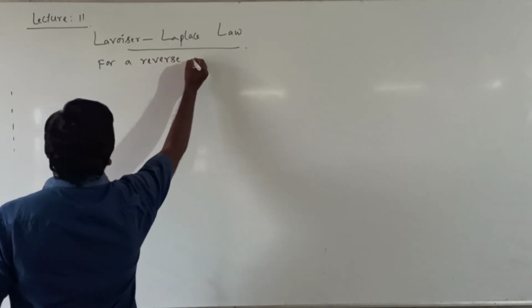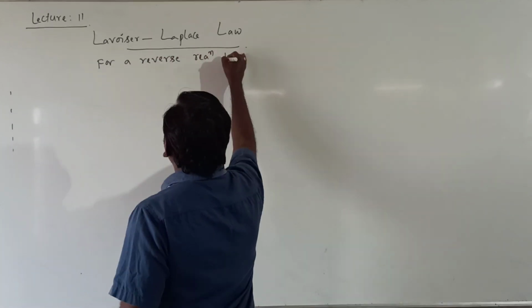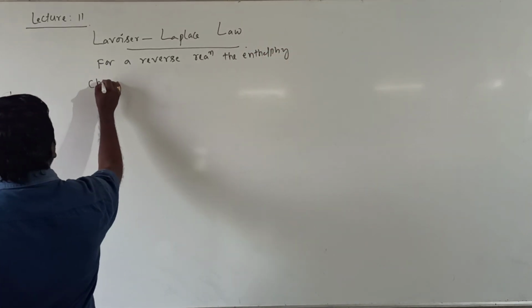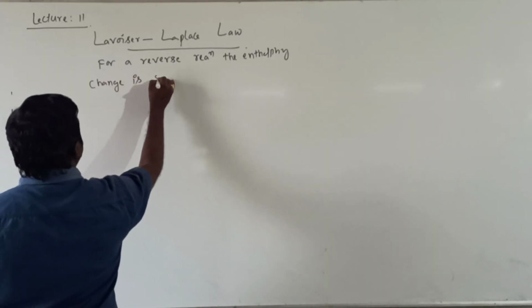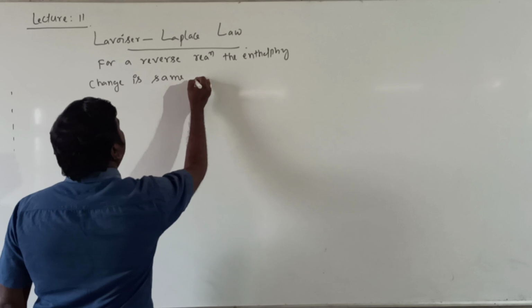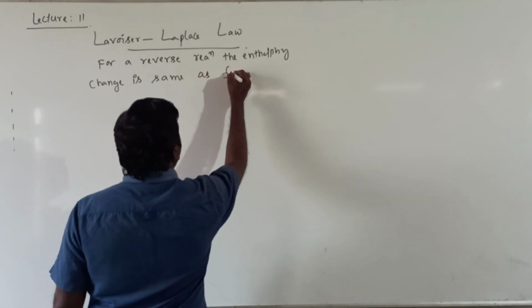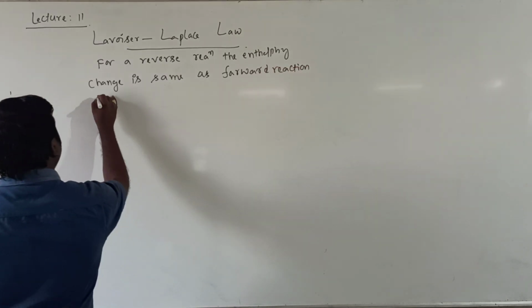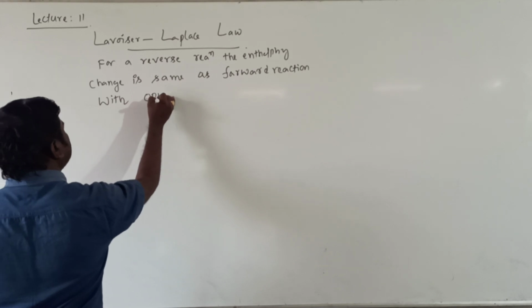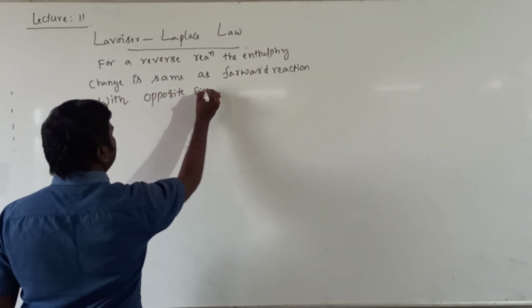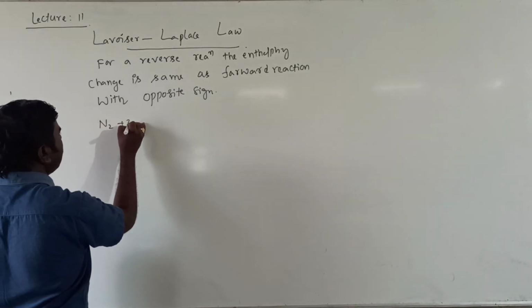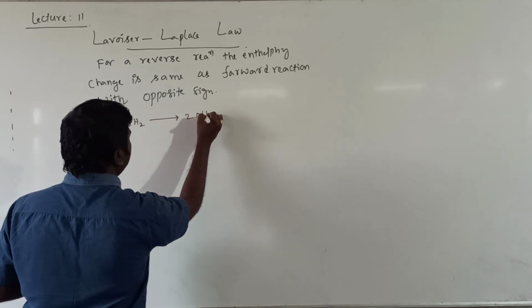For a reverse reaction, the enthalpy change is the same as the forward reaction with opposite sign. So now the example is N2 plus 3H2 gives rise to 2NH3.